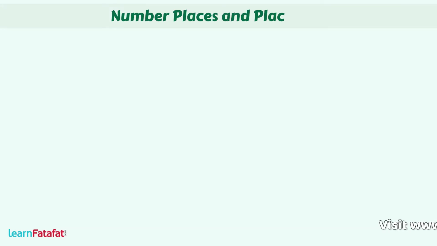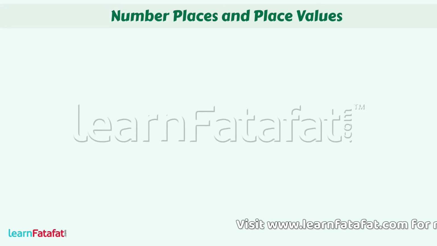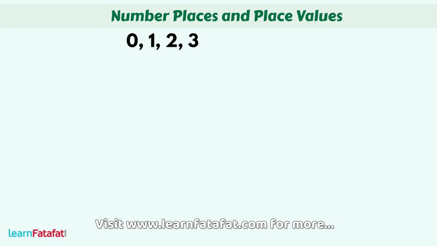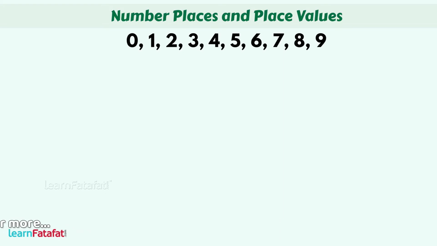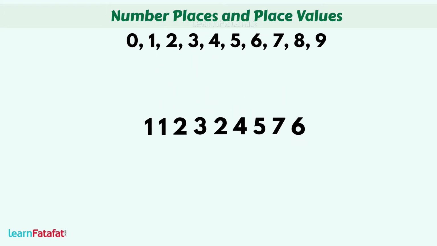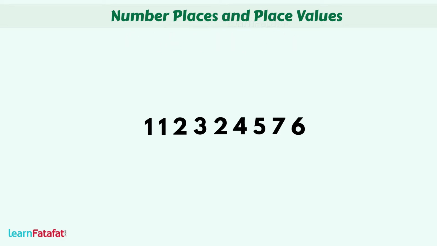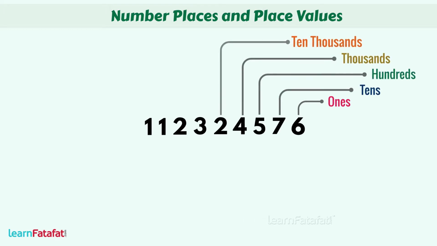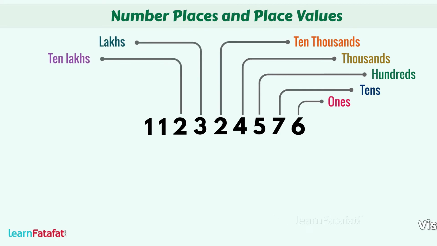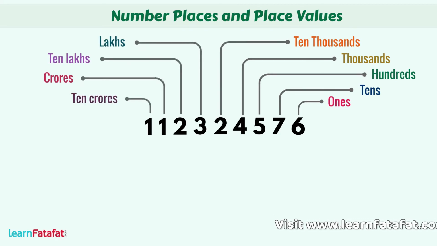Number places and place values. The 10 symbols 0, 1, 2, 3, 4, 5, 6, 7, 8 and 9 are used to form all numbers. We use one or more digits to write a number. Digits are given places such as ones, tens, hundreds, thousands, 10,000s, lakhs, 10 lakhs, crores and 10 crores.